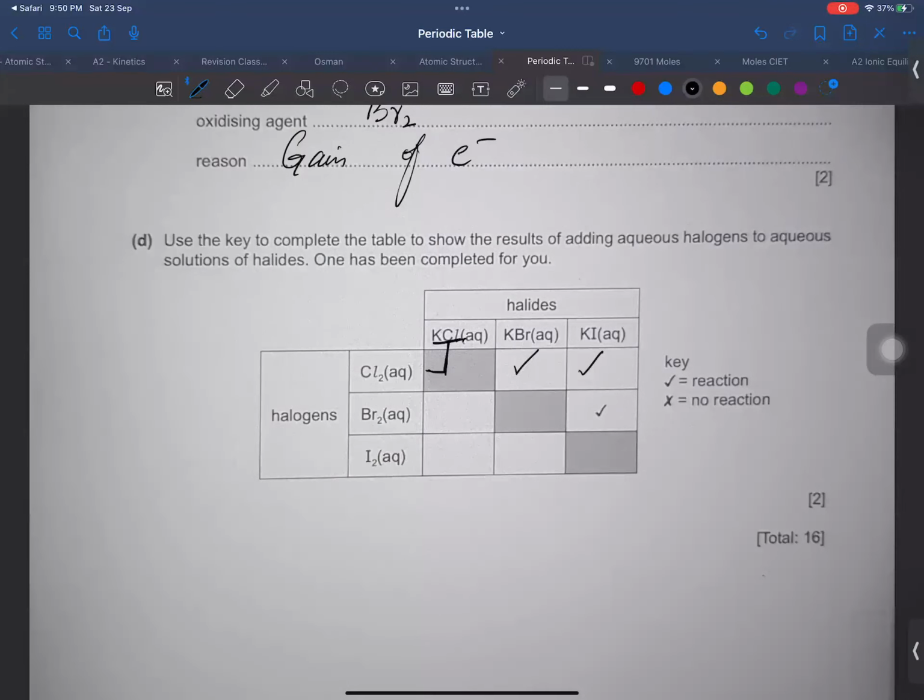Then if you talk about bromine, bromine is not capable enough to replace chlorine from its salt, so there is going to be no reaction, right? Same as it is, iodine is not capable enough to replace chlorine from its salt, and even bromine from its salt. So this is what we need to do in this question.